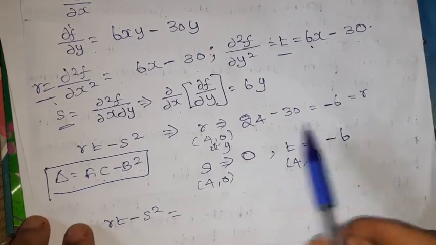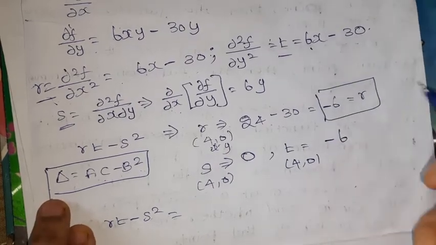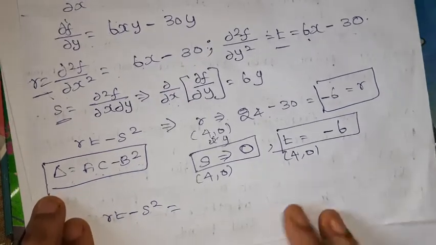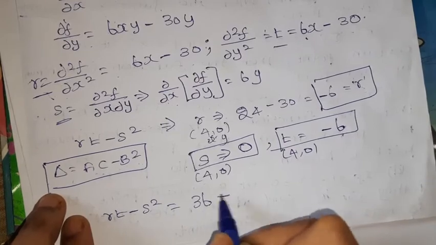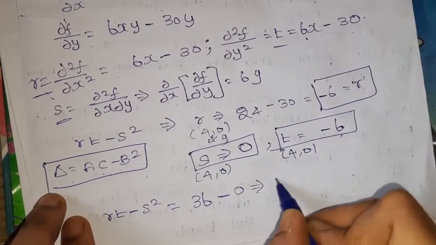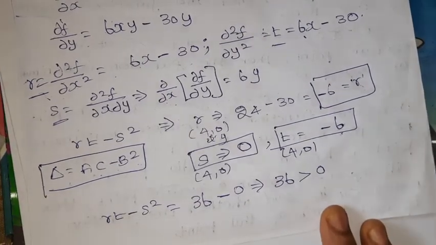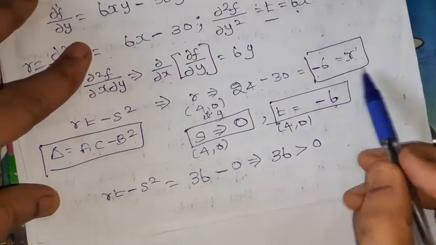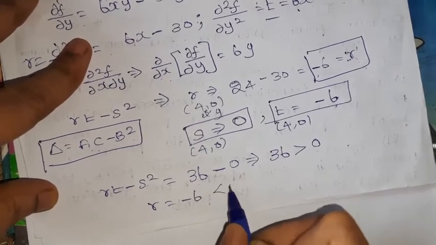So, RT minus S squared, this is R value, R is minus 6, S equal to 0, T equal to minus 6. RT minus S squared means minus into minus 36 minus 0 squared, we will get 36 alone. So, RT minus S squared equal to 36, this is greater than 0, obviously. Then what is the R value? R value is minus 6, na? R value equal to minus 6, which is less than 0.